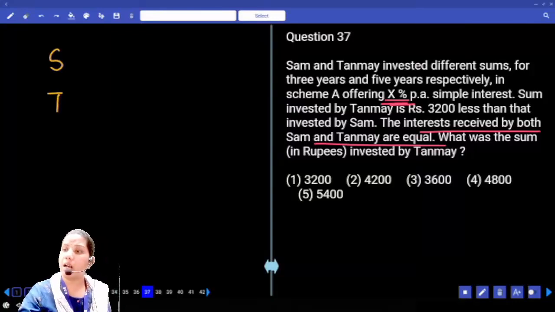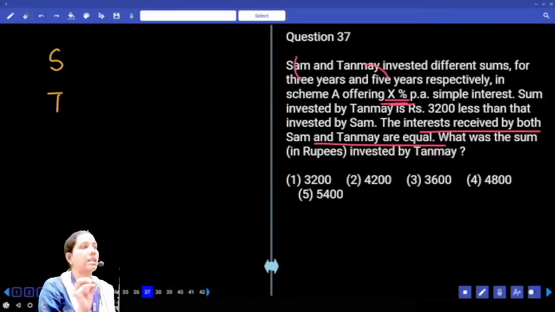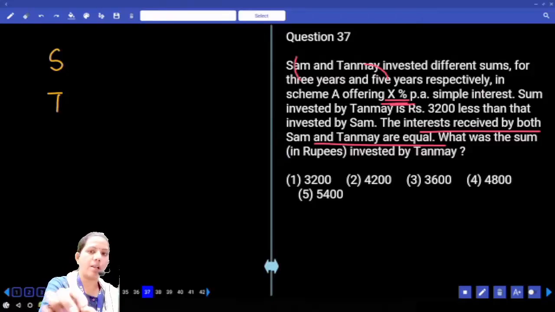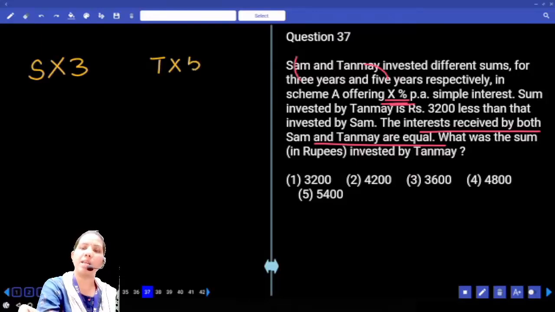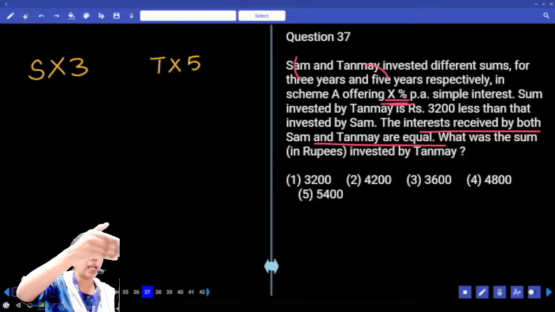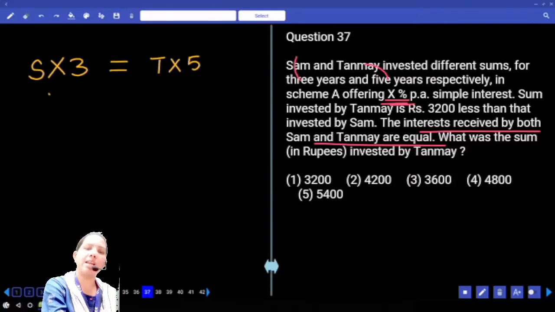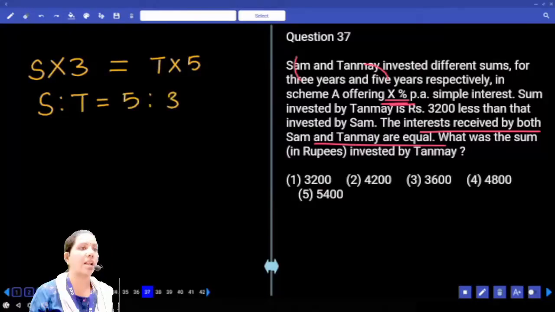Okay, and next, what is the rate of interest? Sam for 3 years and Tanmay for 5 years. What is the interest formula in simple interest? Principal into time into rate of interest by 100. So Sam principal S and Tanmay principal T. And we know that rate of interest for both is the same. Sam invested for how many years? 3 years. And Tanmay invested for how many years? 5 years. Principal into time, so these two are equal. Finally, we conclude that Sam and Tanmay principals are in the ratio 5:3.